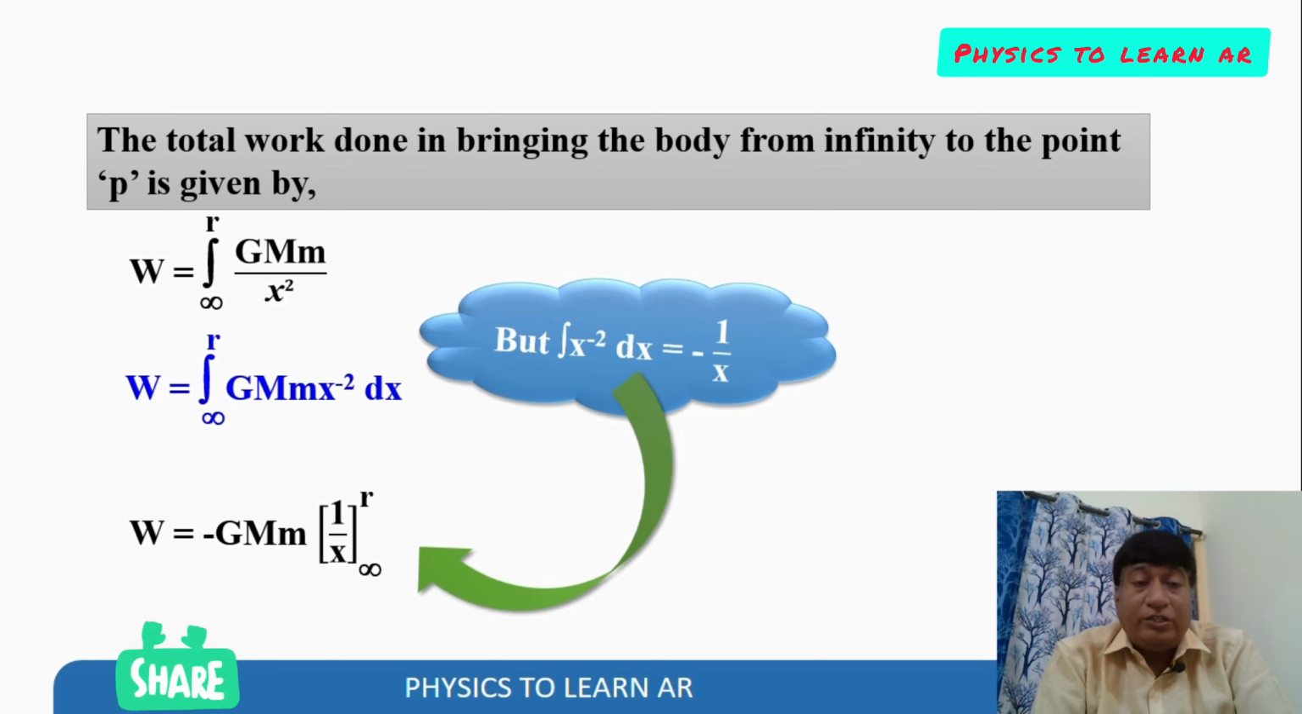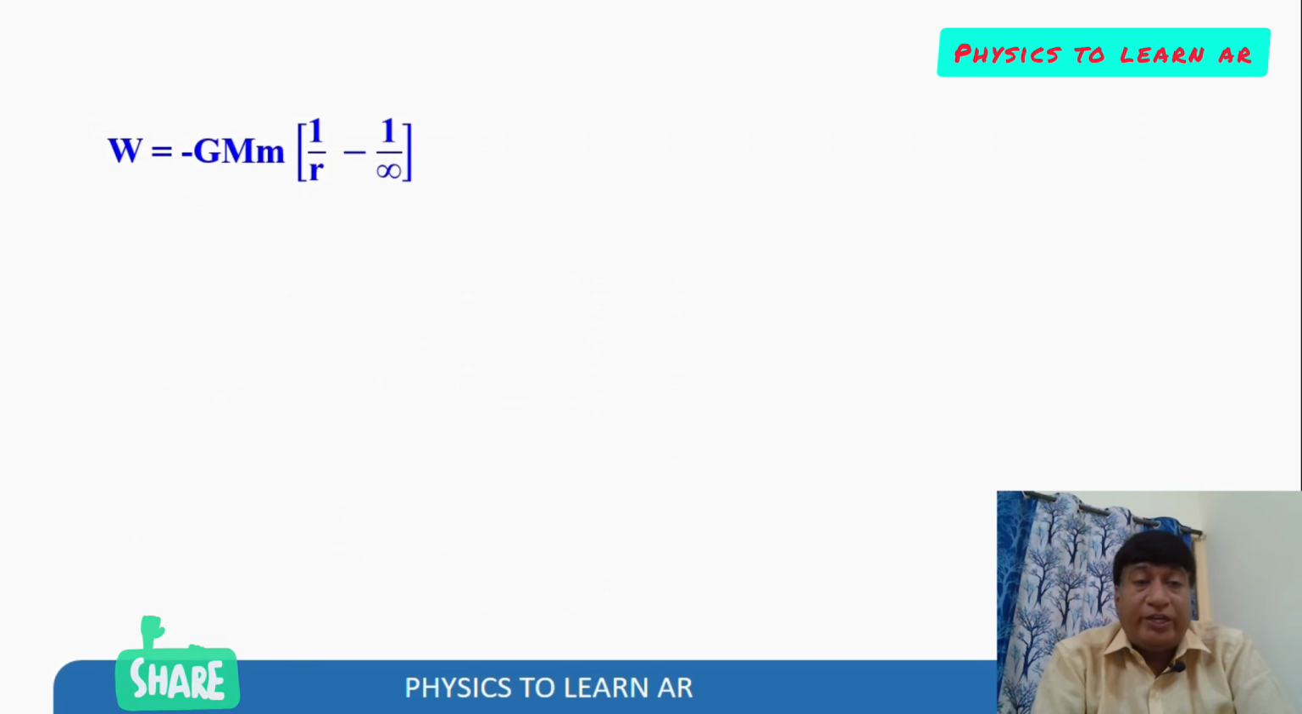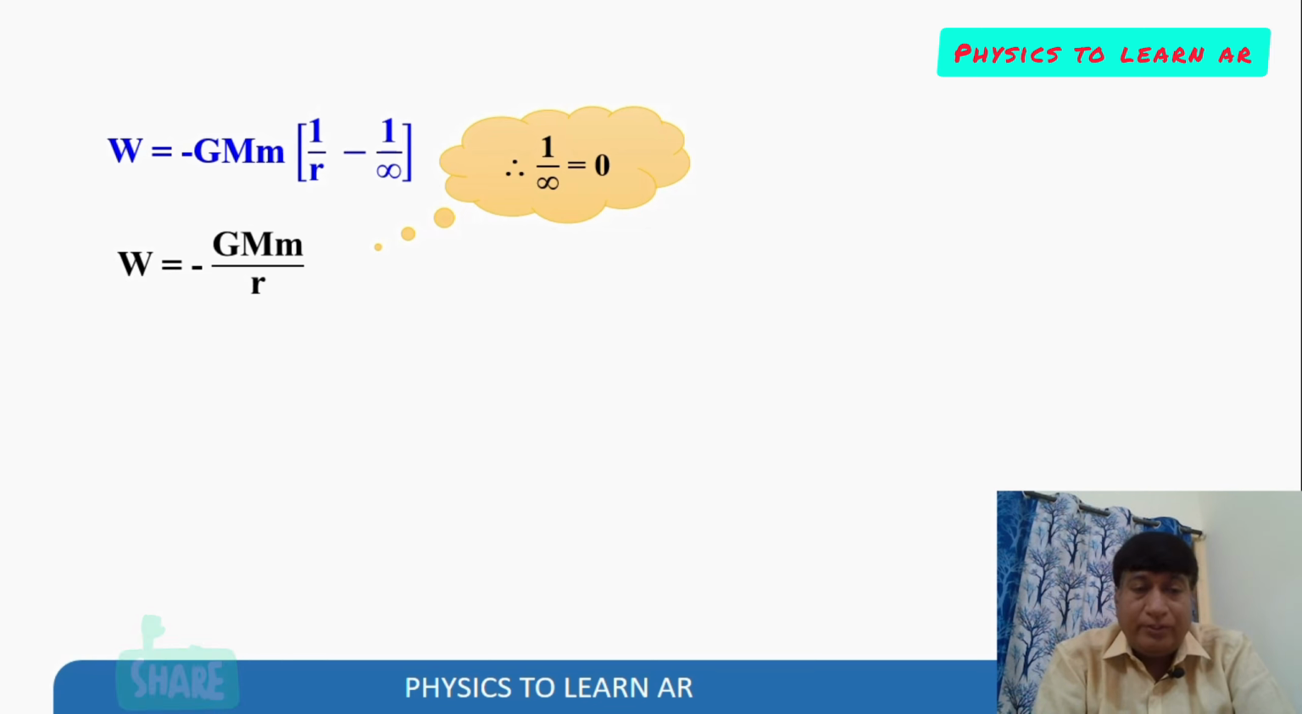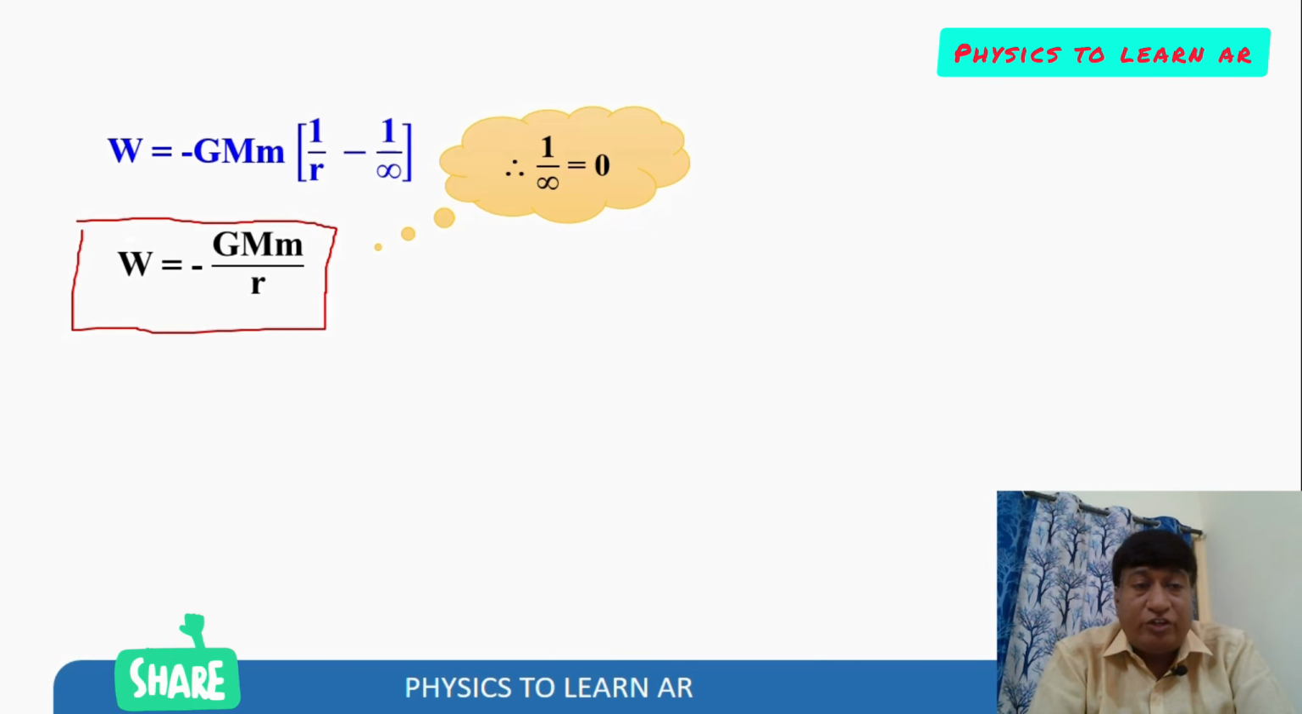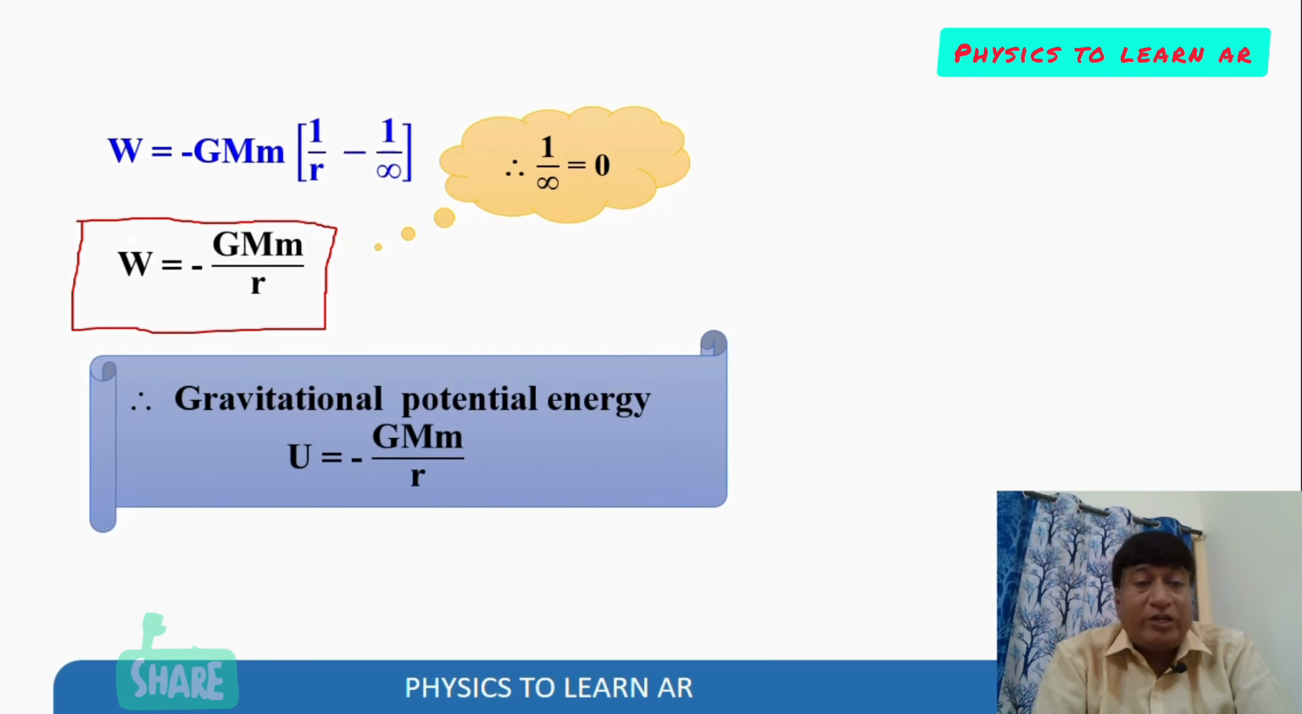By substituting the upper limit and lower limit, we get work done W is equal to minus G M m into (1 by r minus 1 by infinity). We know very well that 1 by infinity is nothing but 0. By substituting that, work done W is equal to minus G M m by r. This work done is stored as gravitational potential energy. That is the value which we can use.